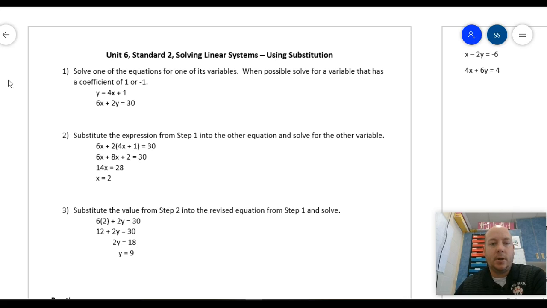Substitution essentially means you're going to solve one of the equations for one of its variables. When possible, solve for a variable that has a coefficient of 1 or -1, just because they're easier to work with. So you can see in our example here, notice that the first equation is solved for y. You could solve for x as well, but this one's presented as y, so we just want to solve for one of the variables.